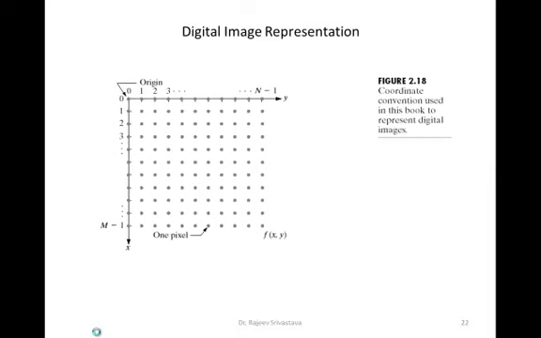Digital image representation. This diagram shows the coordinate convention used to represent digital images. This is a grid of size m by n, which shows that this image has m rows and n columns. The element stored in each cell is known as a picture element, or pixel, which is basically the intensity value of that particular pixel. The whole set of pixels constitutes the image.